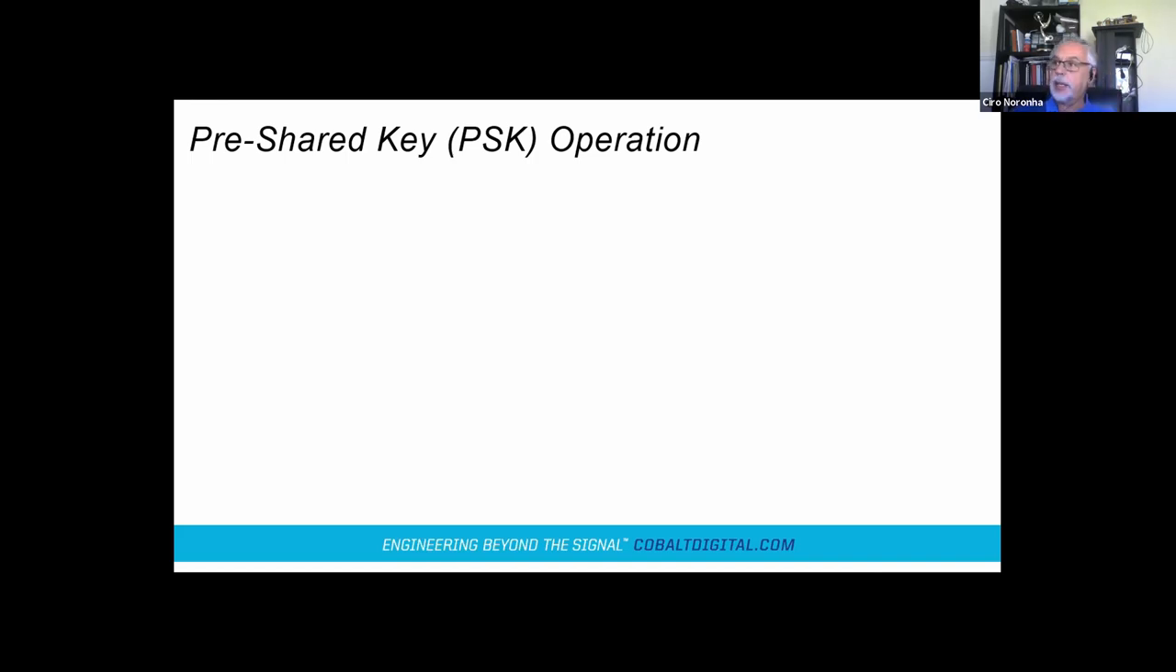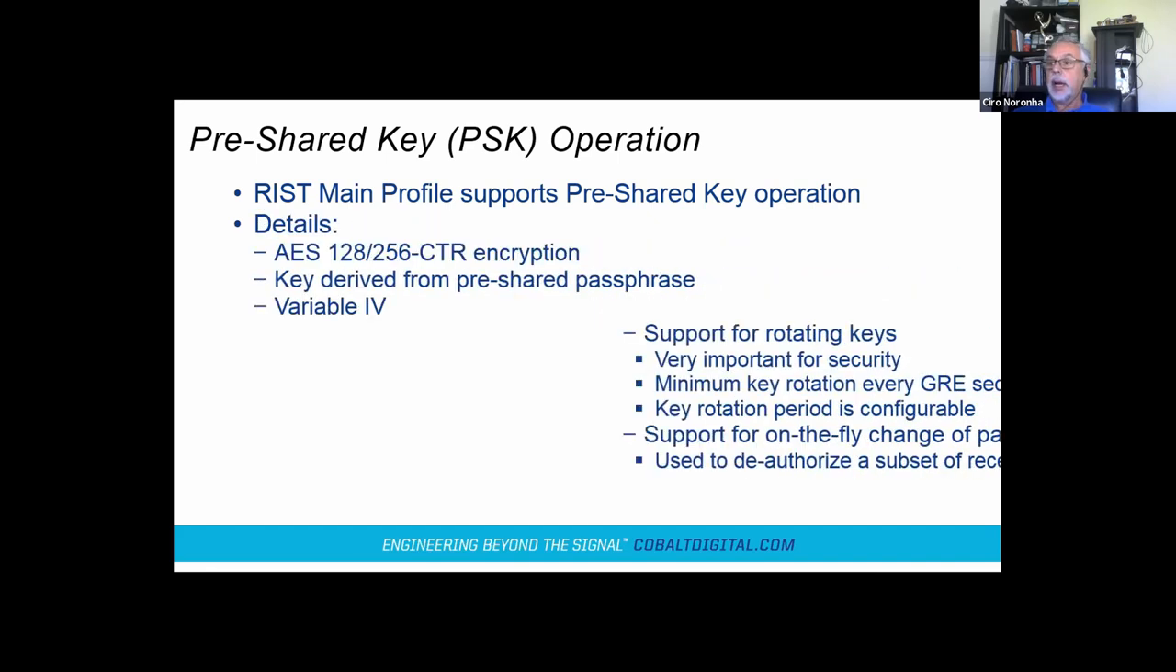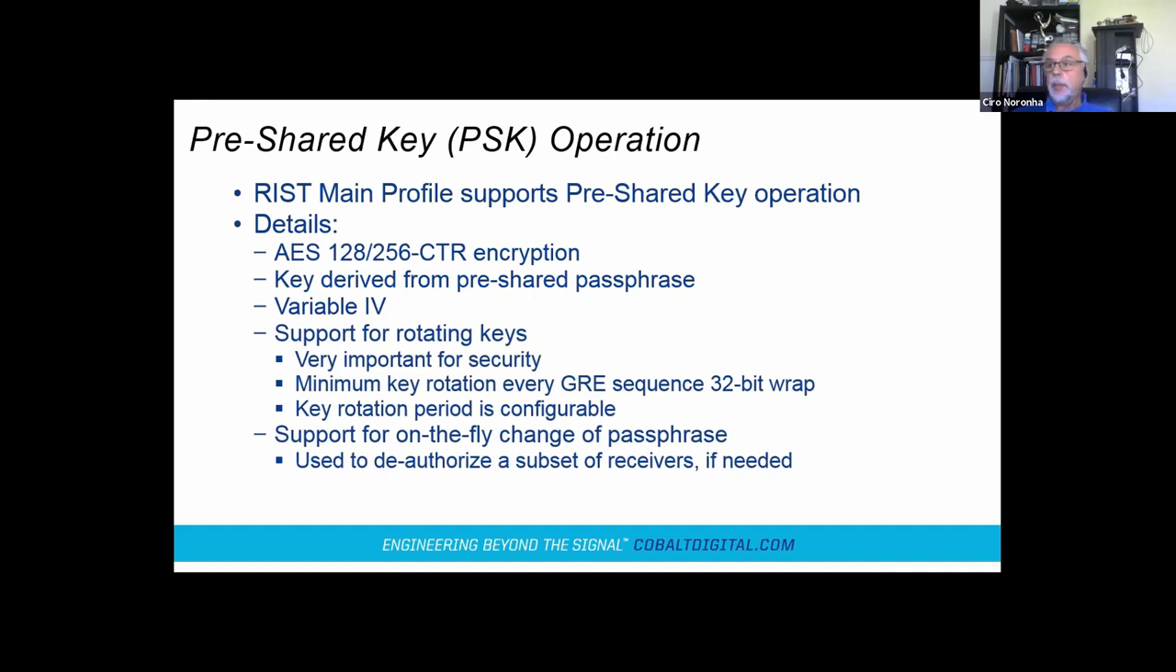Next thing is pre-shared key operation. That's very important for things like satellite because it's one-to-many. This is crypto one-to-many, which no other standards are supporting. So same AES-128, pre-shared passphrase. This is similar to what the SRT guys do for crypto, where you use a passphrase, but you support rotating keys and on-the-fly change of the passphrase, with the advantage of being one-to-many. It's suitable for one-to-many and unidirectional environments, and we have people using that as a satellite replacement.